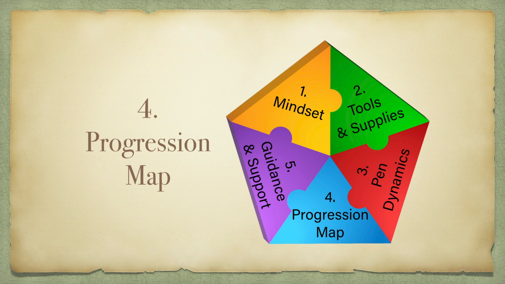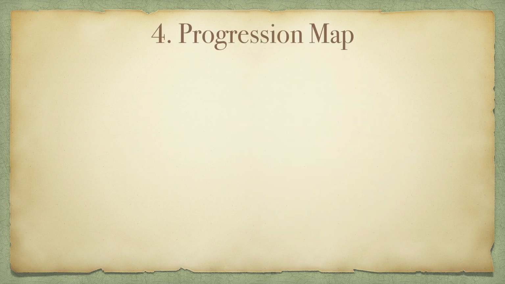Okay, so now let's talk about the progression map. So we have our tools, we know how to hold the pen properly, but how do I learn this art? What do I learn first? What do I learn next? How do I get to this point where I am creating my own Arabic calligraphy masterpieces? So to answer that, here is the progression map.